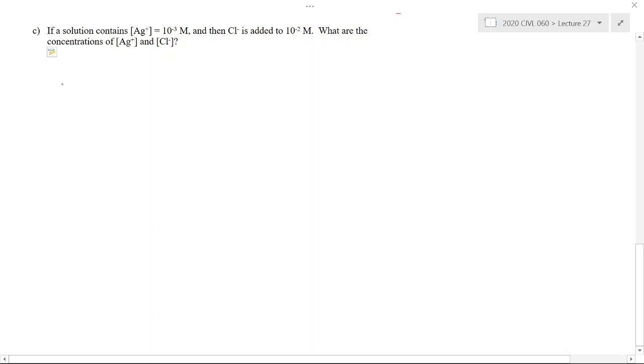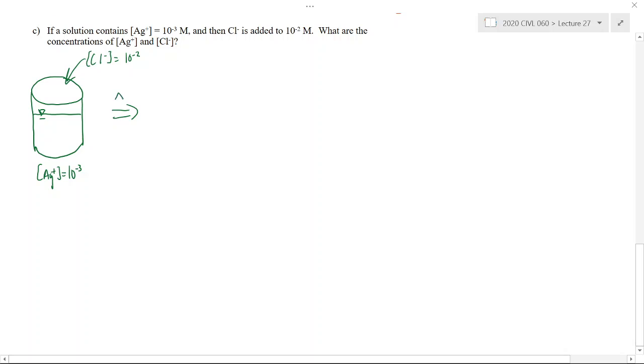So I'm going to draw a schematic so that we can see what this looks like. I have a beaker of water, and I add in a water surface. And in this solution, I have silver present at a concentration of 10 to the minus 3. And then I'm going to add in the chloride at a concentration of 10 to the minus 2.